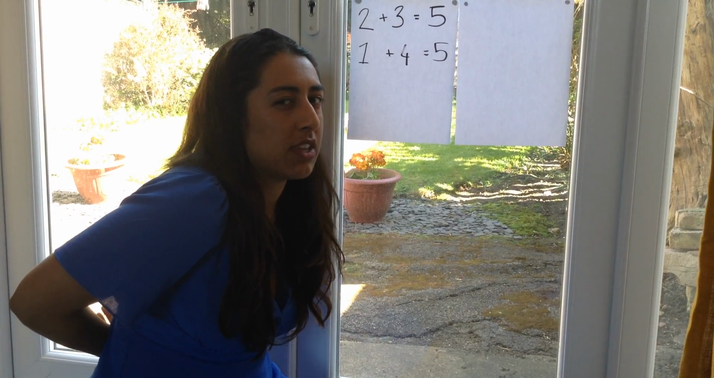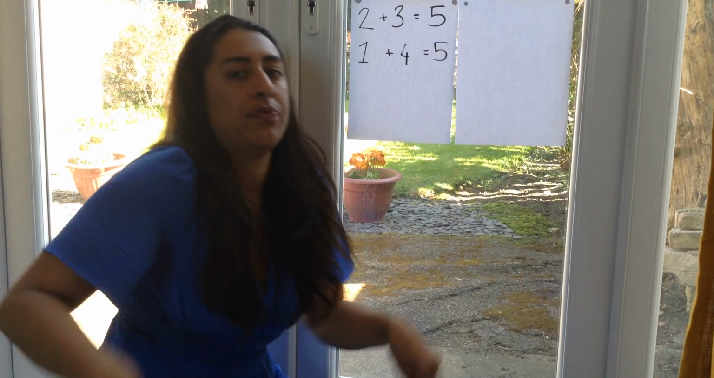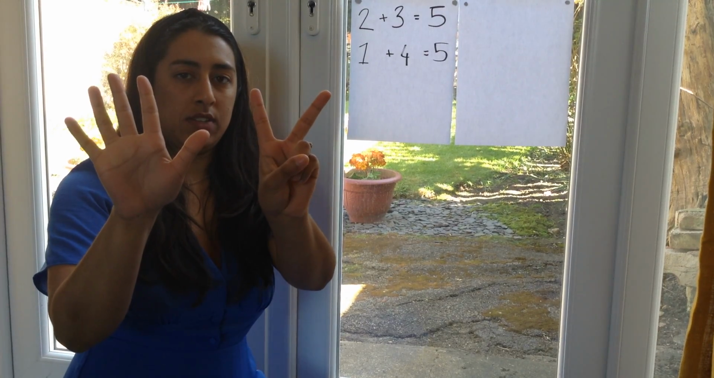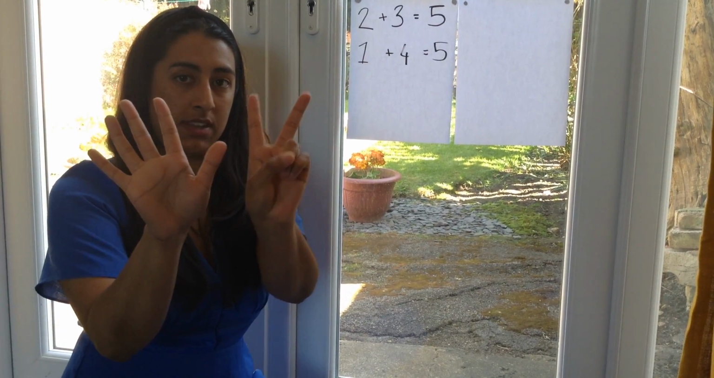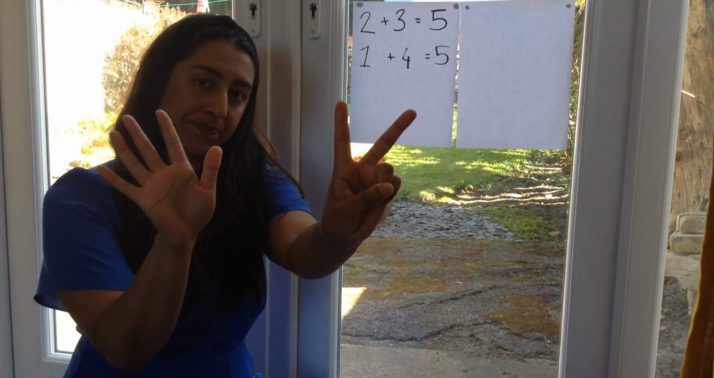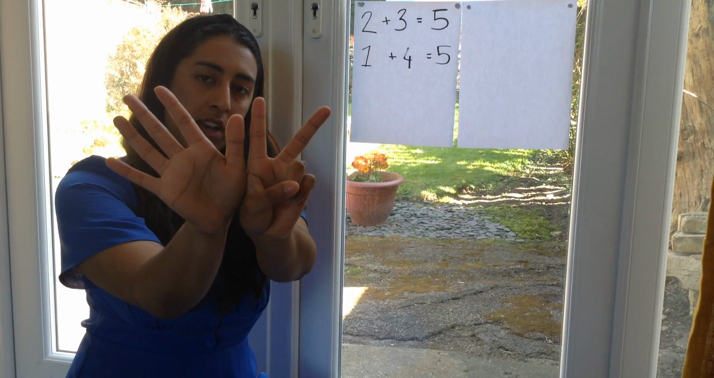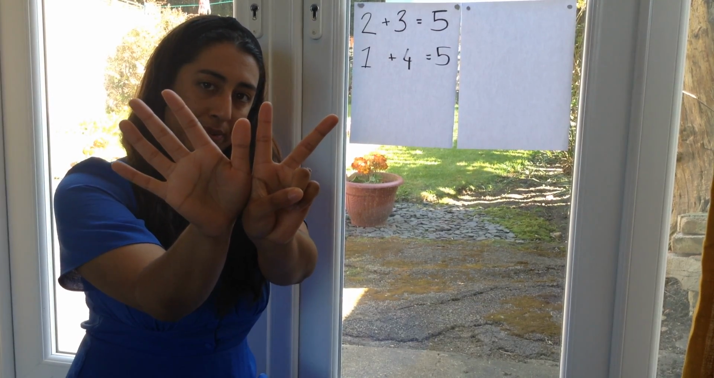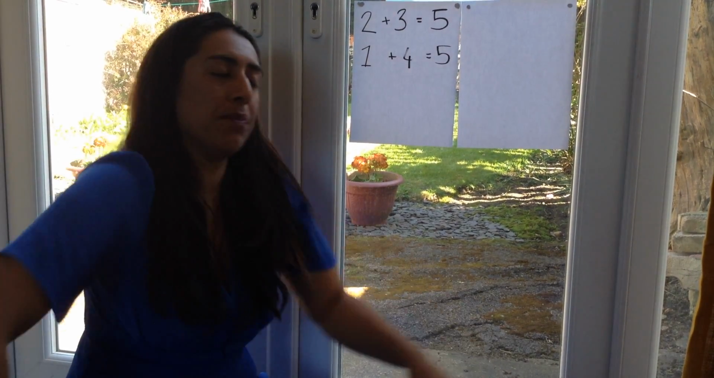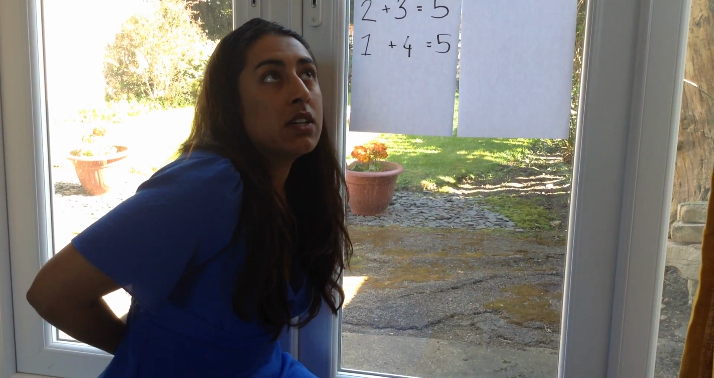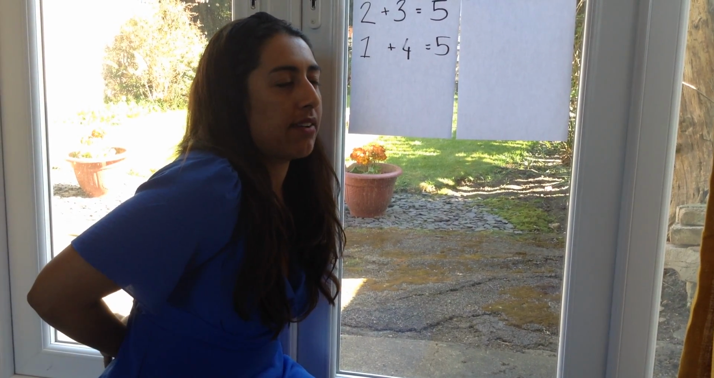Oh, this one's a bit trickier this time. Let's see if you can get this one. So, have a look at my 2 numbers. How many is on this hand? How many is on this hand? How many have I got all together? Okay, next one. Wiggle, wiggle, wiggle. You might know this one straight away without counting.